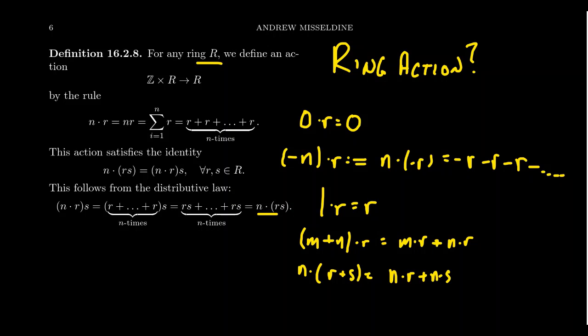And so because of this, because of the action axioms, and particularly this behavior, kind of like an associative law with regard to the ring multiplication and the integer action, we often drop the dot entirely and we actually think of it as a product. We think of it as a coefficient. So we actually talk about, oh, 2x plus 3y, things like that. 2x just means x plus x. That's available in every single ring that we could consider.